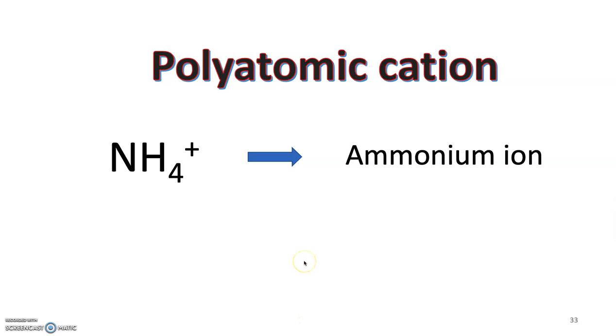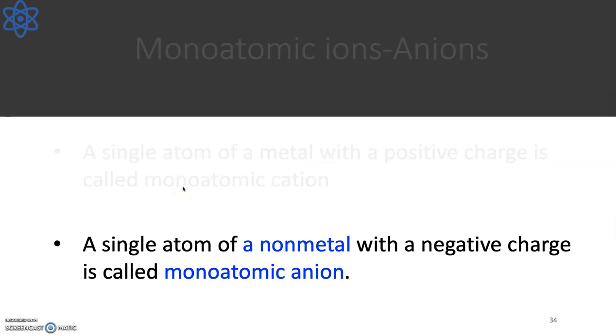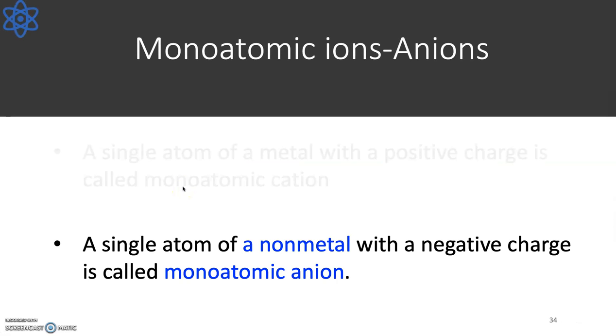Now we talk about monoatomic cations, but elements can also come together and form polyatomic cations by losing electrons. For example, the ammonium ion, NH4 plus. This is the only polyatomic cation you will see in our class. Next, let's talk about monoatomic ions which are anions instead.